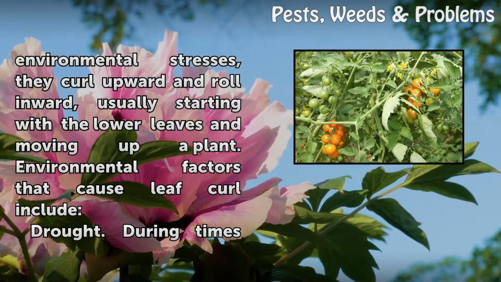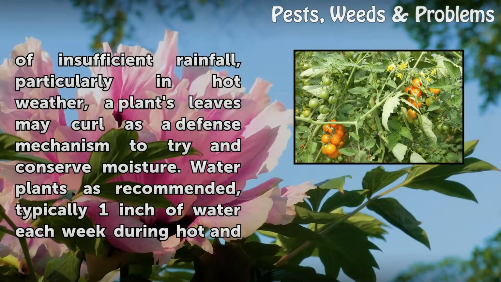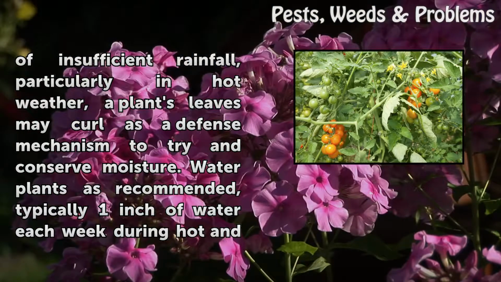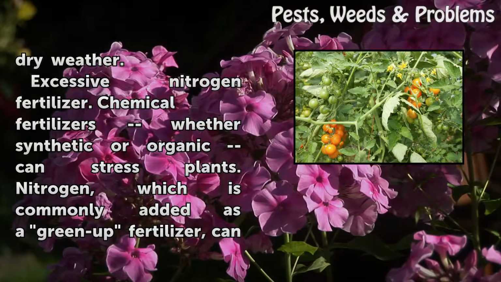Environmental factors that cause leaf curl include drought. During times of insufficient rainfall, particularly in hot weather, a plant's leaves may curl as a defense mechanism to try and conserve moisture. Water plants as recommended, typically 1 inch of water each week during hot and dry weather.